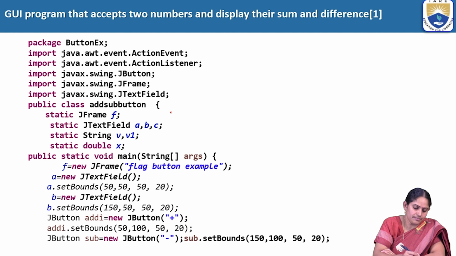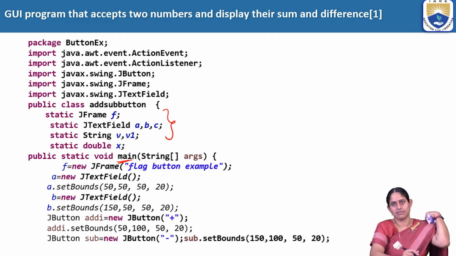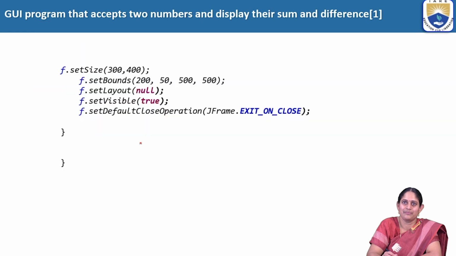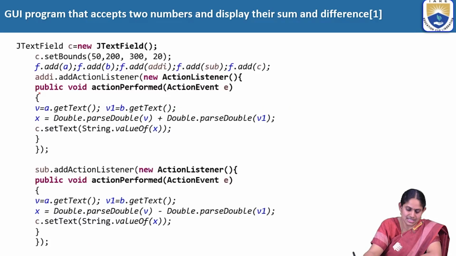So here all these things I have implemented inside the main method itself. So whatever components I'm using inside the main have to be static. Then I'm creating a frame with this string. So here I have used the same frame as before. So this flag button frame is created.